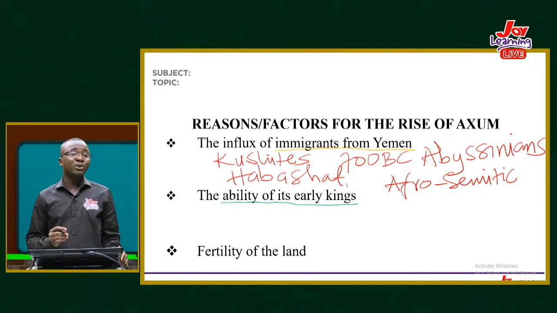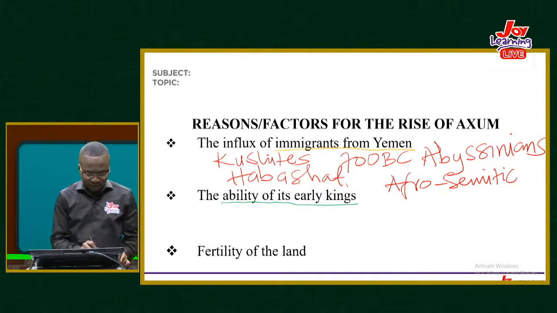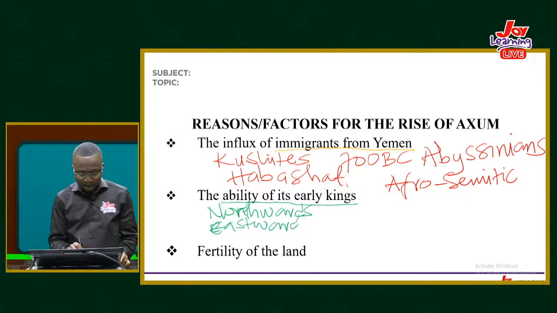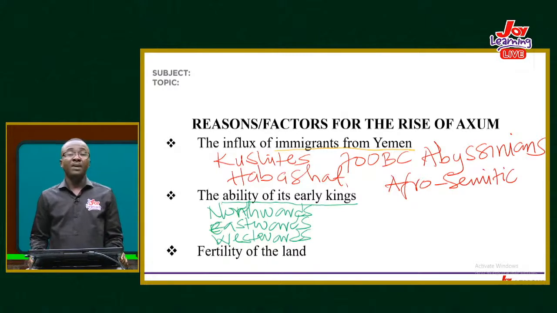Now, how were they able to establish Axum as a strong kingdom? They did this by embarking on various wars of conquest. So geographically, we have said that Axum was found at the southeast of Meru. Now, the kings endeavored to expand or extend the territories of Axum northwards and westwards. So what it means is that the kings mobilized the people, and then they embarked on wars of expansion or wars of conquest.